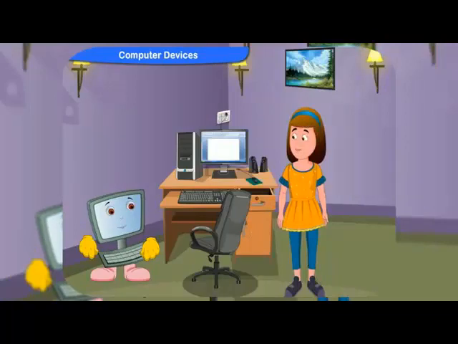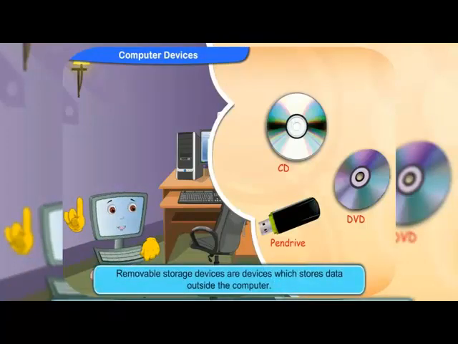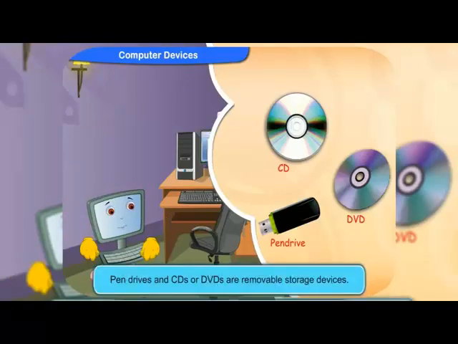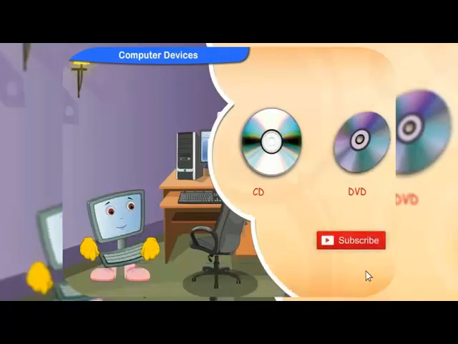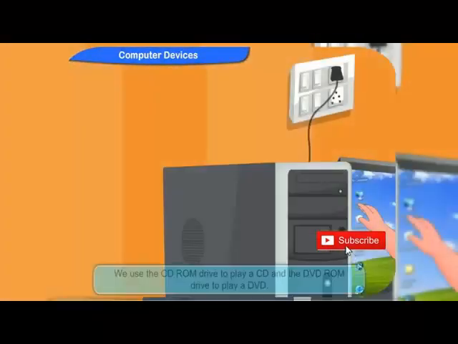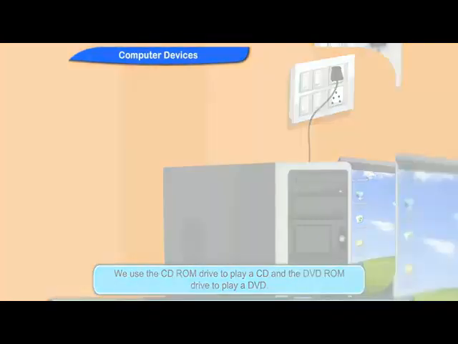What about CDs and DVDs? They are both removable storage devices. Removable storage devices are devices which store data outside the computer. Pen drives and CDs or DVDs are removable storage devices. CD stands for compact disc and DVD stands for digital versatile disc. We use these discs to store information permanently. A DVD can store much more information than a CD. We use the CD-ROM drive to play a CD and the DVD-ROM drive to play a DVD.